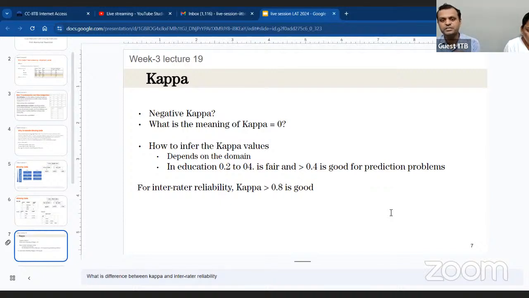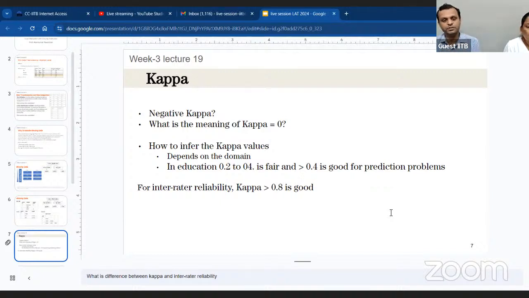Kappa 0 means we are just predicted by chance. Okay. So is there a possibility of negative Kappa? Yes, it is possible. I think that's the point we did not discuss. And negative Kappa means there's absolutely no relationship between the predicted value and the actual value. It is, in fact, opposite.